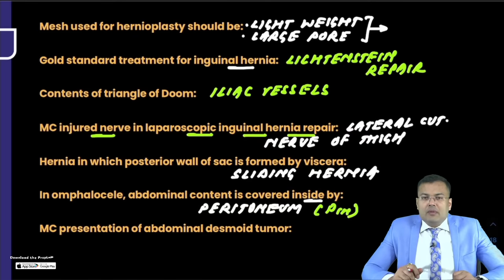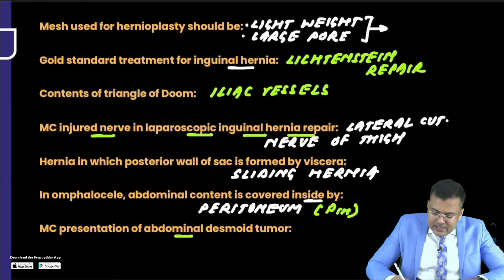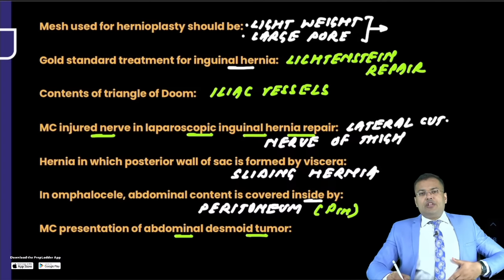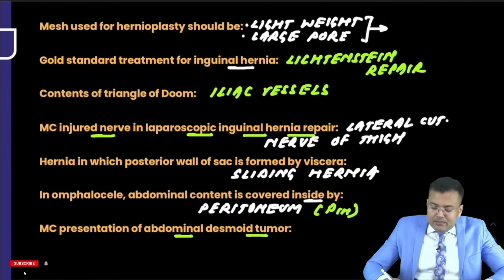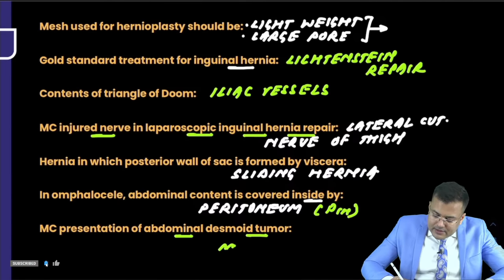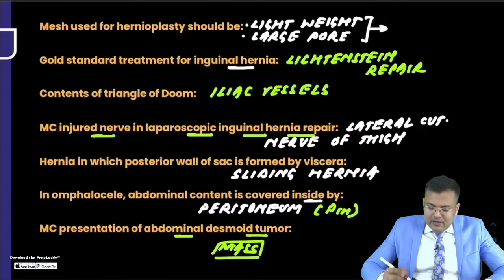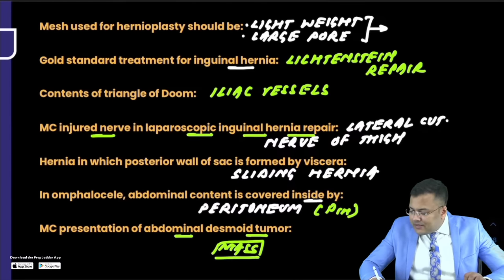Next, most common presentation of abdominal desmoid tumor. There is a desmoid tumor in the abdomen. What is the most common presentation? Yes, it is a mass, abdominal mass. So the most common presentation of abdominal desmoid tumor is a mass.